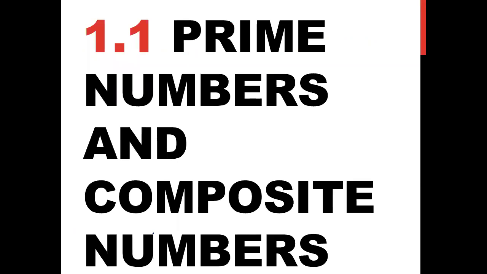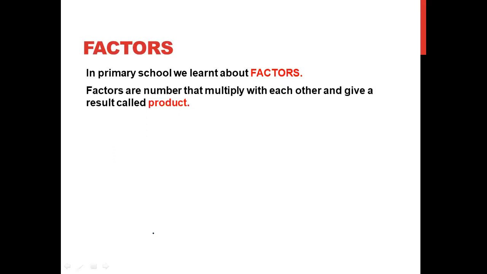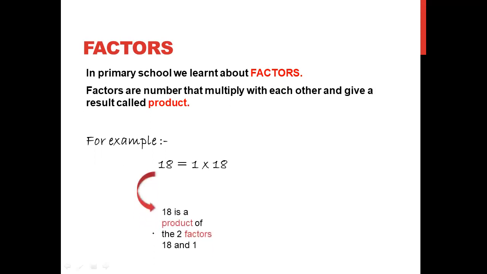Let's begin now. First, we're going to do 1.1 prime numbers and composite numbers. This is the first chapter, the first beginning. So factors. Basically, we've learned about factors in primary school. Factors are numbers that multiply with each other and give a result called the product. For example, we have the number 18. 18 is the product of the factors 18 and 1, and 1 and 18 are the factors of the product 18. So basically, that's the relation.